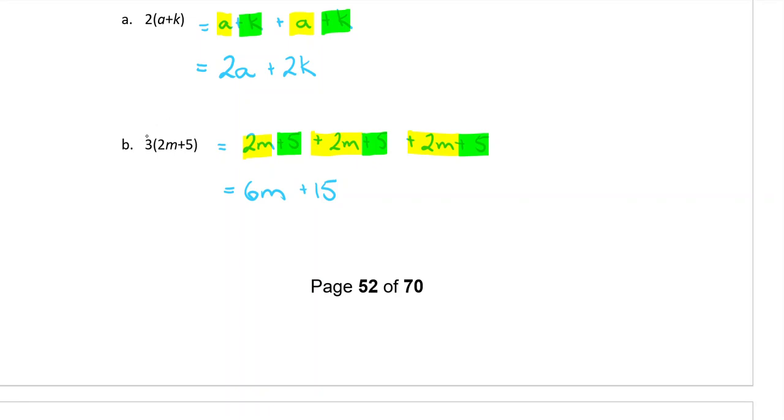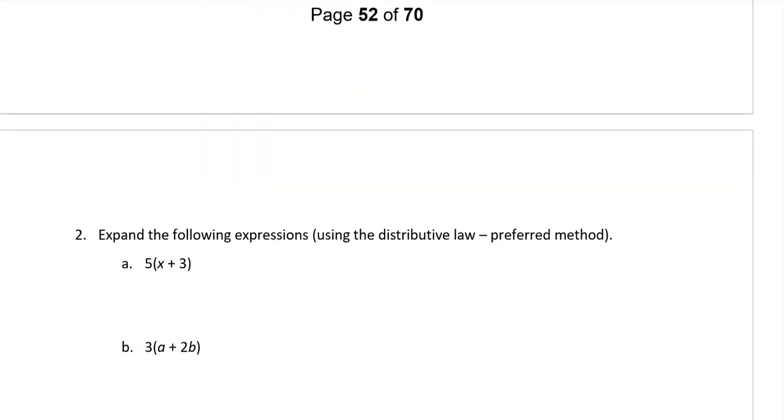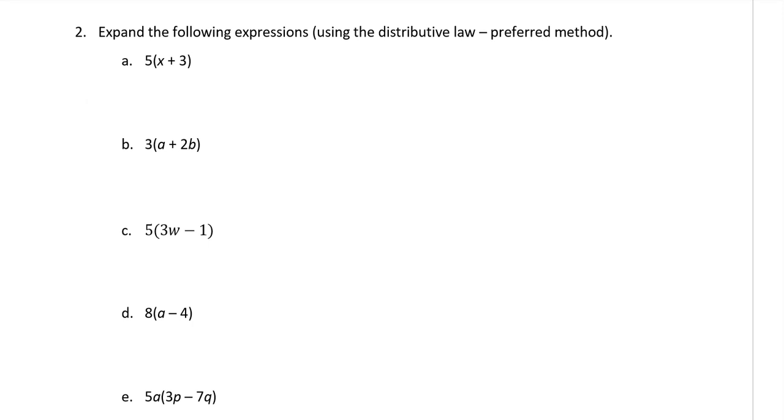So let me show you. If you do 3 times 2m, 3 times 2 makes 6m. There's your first one right there. Then you have a plus, and you do the second one. 3 times 5 makes the 15. Okay, so let's do that lots and lots of times so that you get used to it.